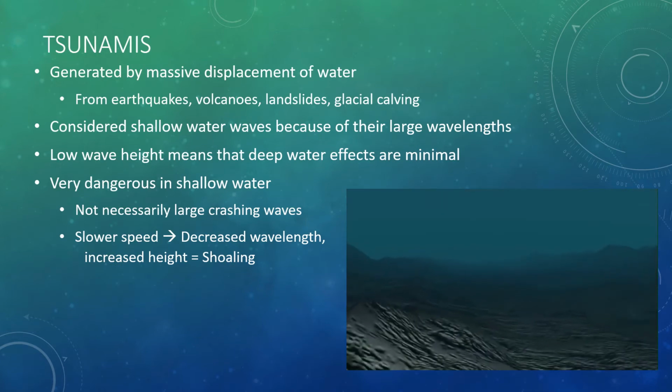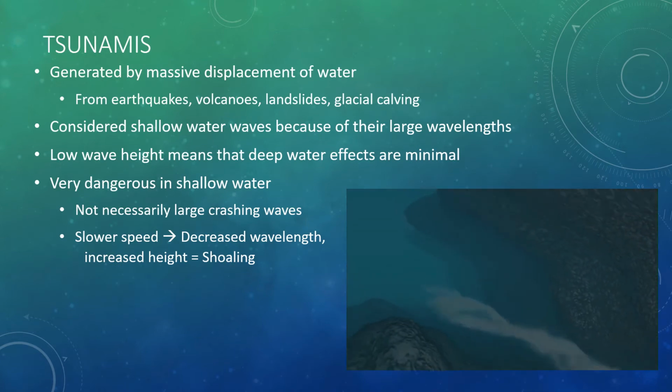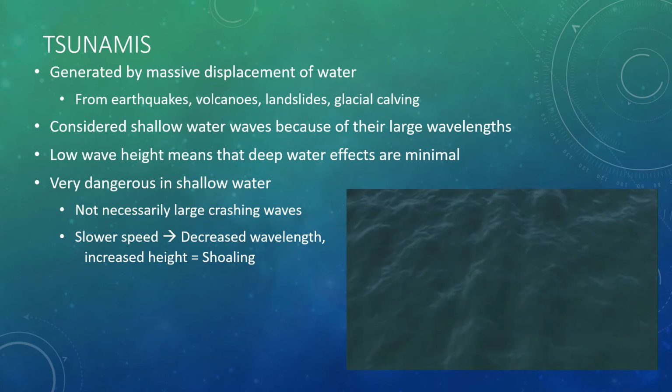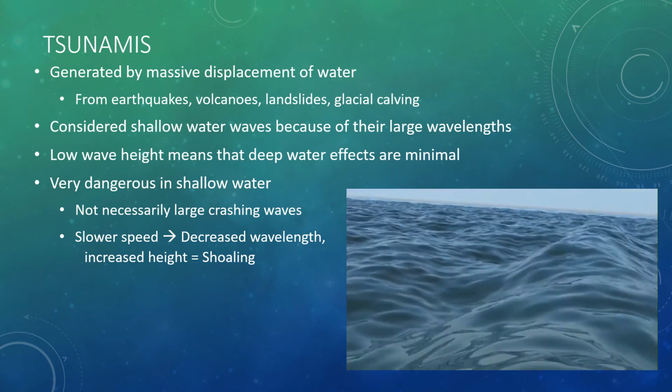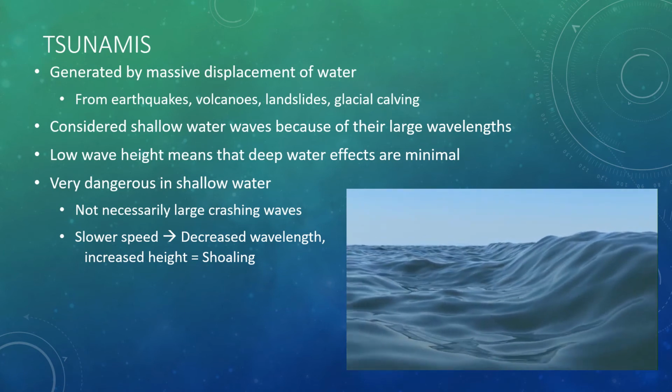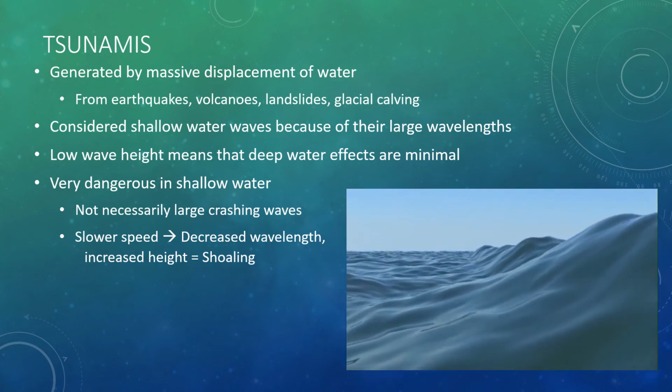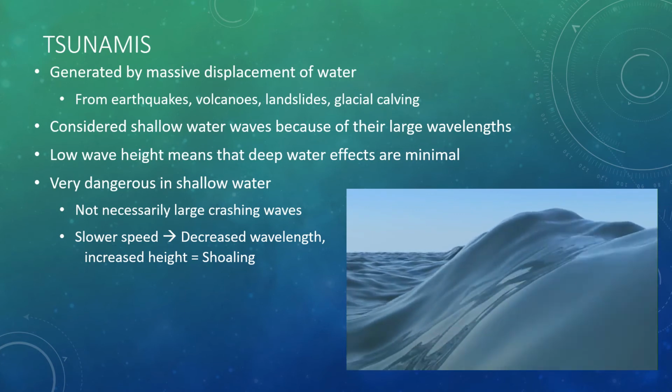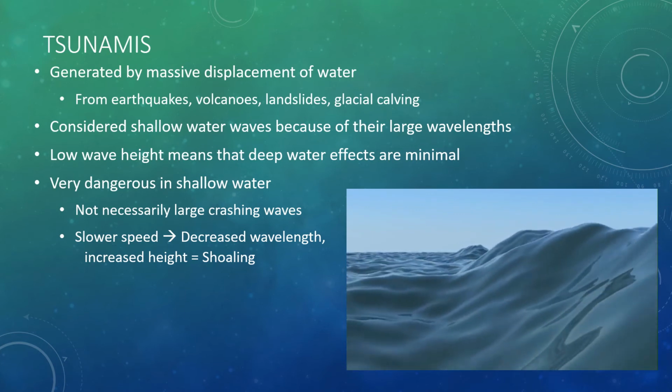Tsunamis are considered shallow water waves due to their large wavelengths, some of which have been recorded at over 300 miles long. For this reason, tsunami waves are almost imperceptible in deep waters. While they often record high wave speeds between 300 and 600 miles per hour, the wave period is often greater than 10 minutes and can be up to 2 hours.